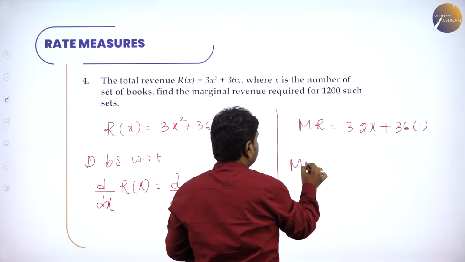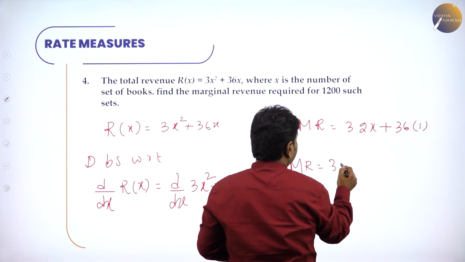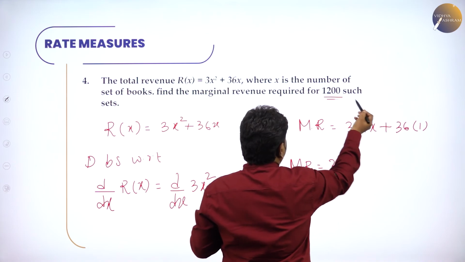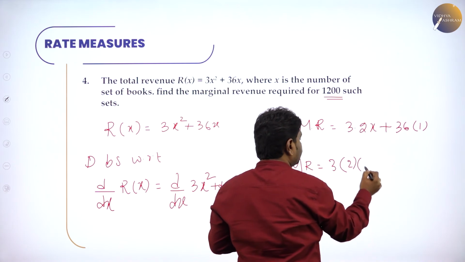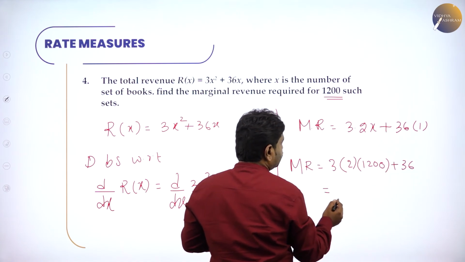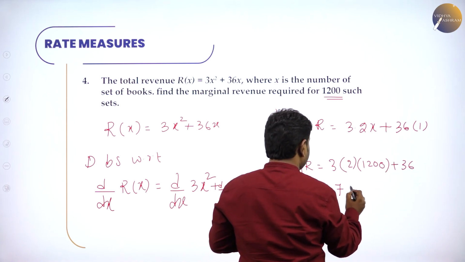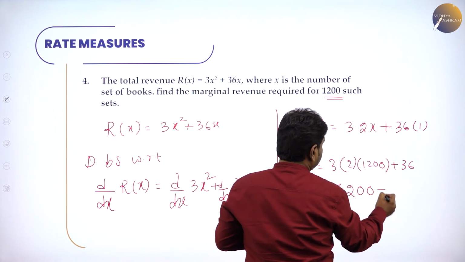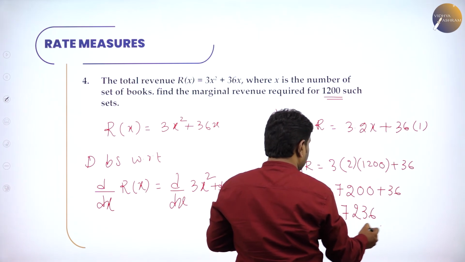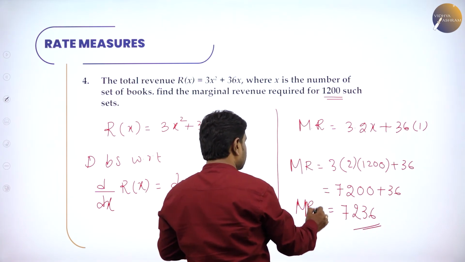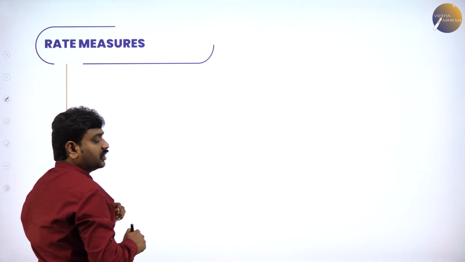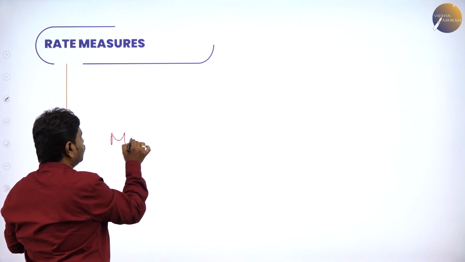So marginal revenue is simple, 3 into 2x. What is the x value? They want you to produce 1200, so 2 into x is 1200, plus 36. Now 3 times 2 is 6, 6 times 1200 is 7200, plus 36, that will become 7236. 7236 rupees is the marginal revenue.